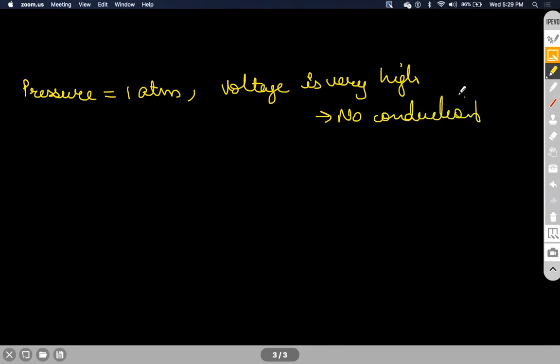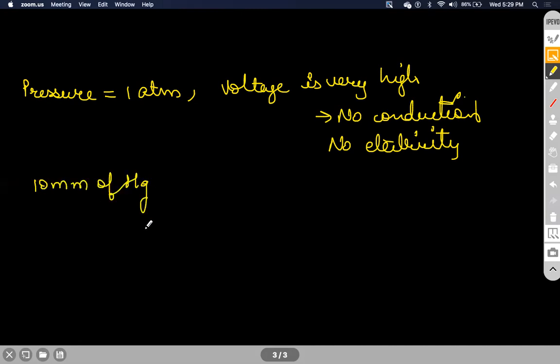No conduction, or in other words, no electricity. As I told you, to have electricity we need a very low pressure gas. When the discharge tube has been evacuated to a pressure of, let's say, 10 mm of Hg, a very low pressure, a violet spark appears in the tube with a crackling noise. So you need to reduce the pressure like that. Then only the violet light will be visible with the crackling noise.